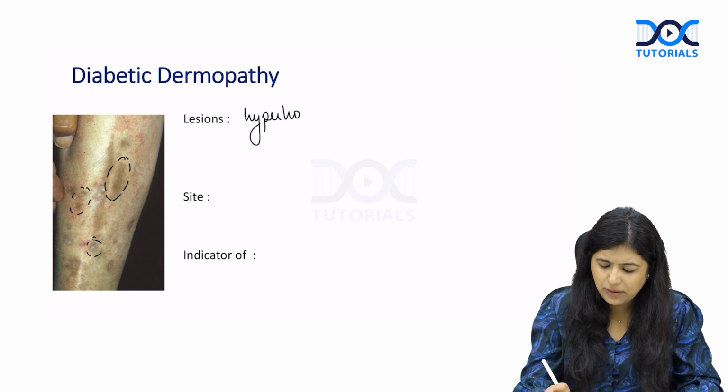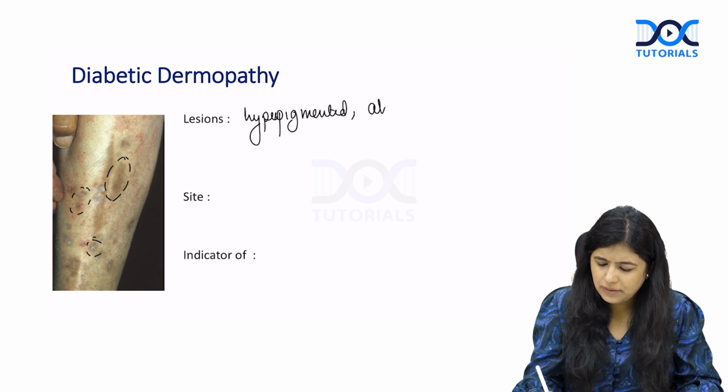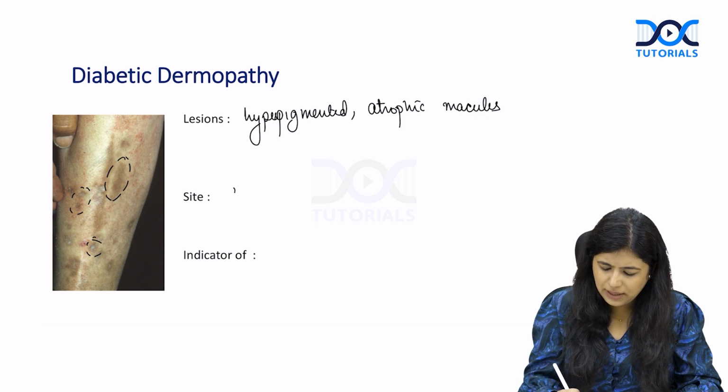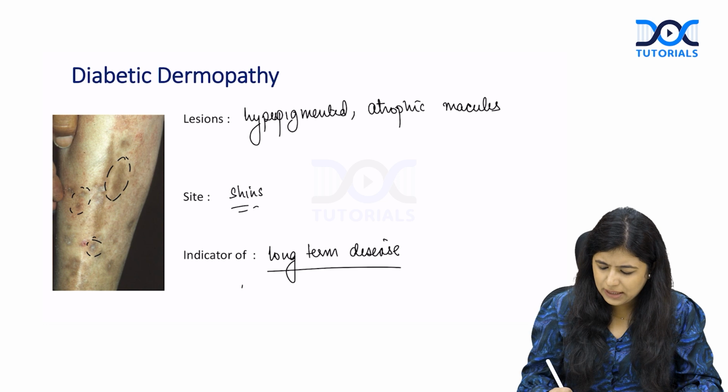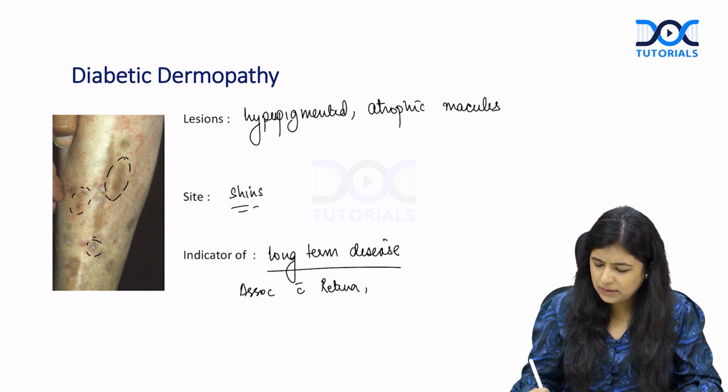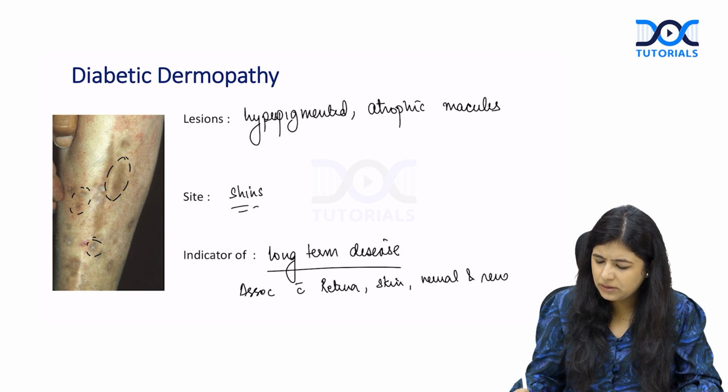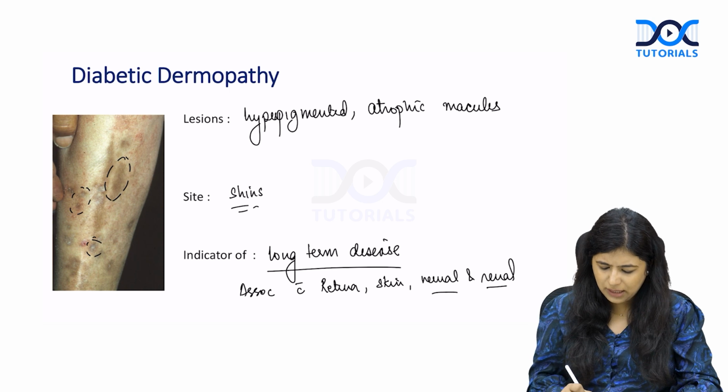So these are hyperpigmented atrophic macules on the shins of the patients. This is an indicator of a long-term disease. So this patient has had disease since a long term, and it may be associated with changes in the retina, skin, neural, as well as renal changes in the diabetic patients.